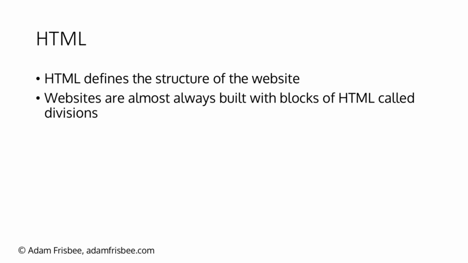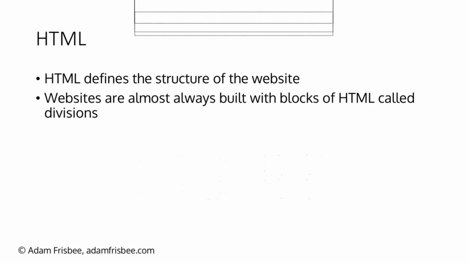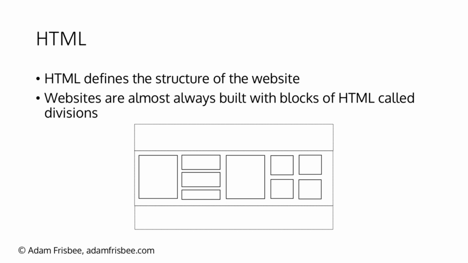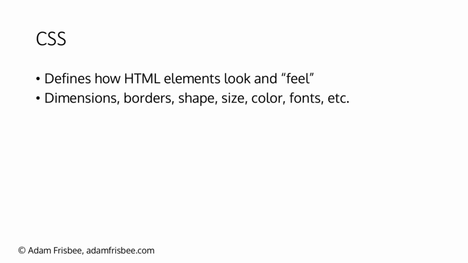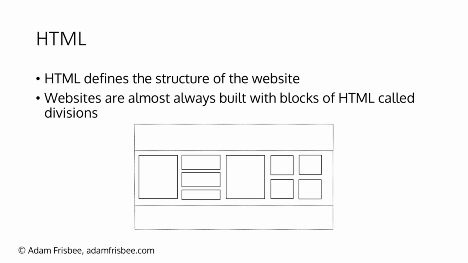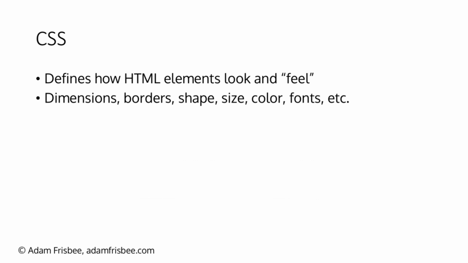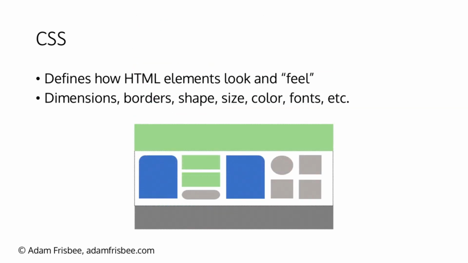Websites are almost always built with blocks of HTML called divisions. So imagine building a website with a bunch of blocks, and then we style those blocks with dimensions, borders, shapes, sizes, colors, fonts, etc. And we do that with CSS. CSS defines how HTML elements look and feel. So recall our boring website there, and with CSS, we can make it come to life.